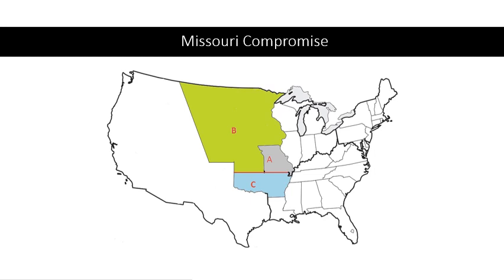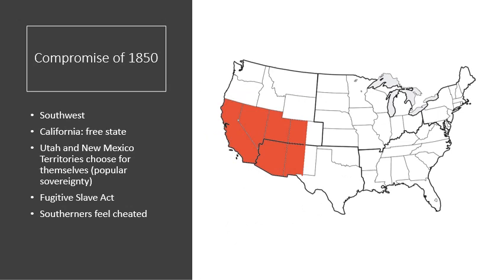So at this point up to 1820, you can see how the Missouri Compromise affected slave states and free states. With the expansion of the country into the Southwest Territory and the California Territory, we get the Compromise of 1850. This is a compromise dealing with slave states and free states. California is admitted to the Union as a free state, and the Utah and New Mexico territories get to choose for themselves whether they're going to be a free state or a slave state. This is the idea of popular sovereignty. They have the right to choose on their own. This also brought about the Fugitive Slave Act.